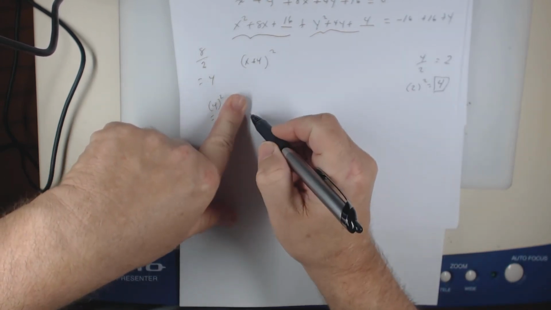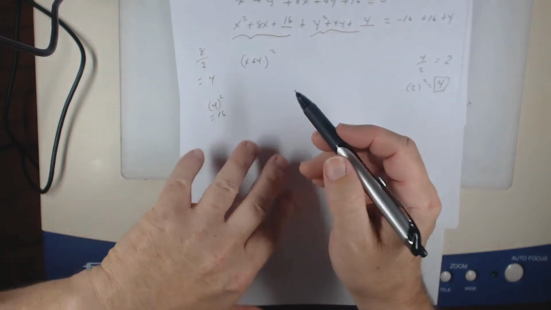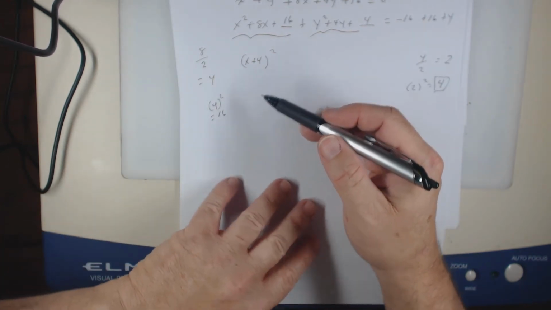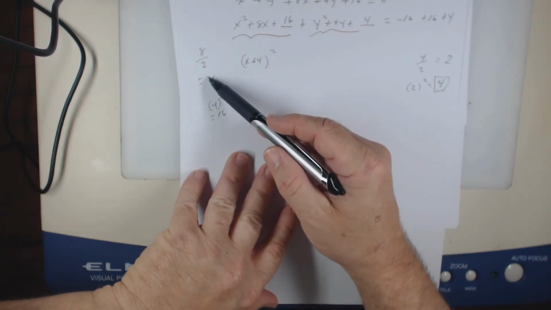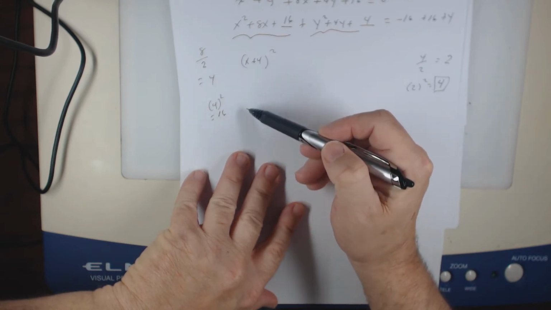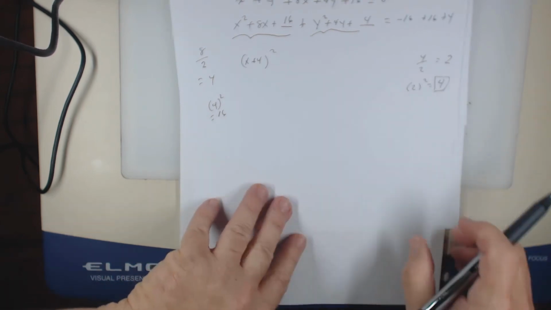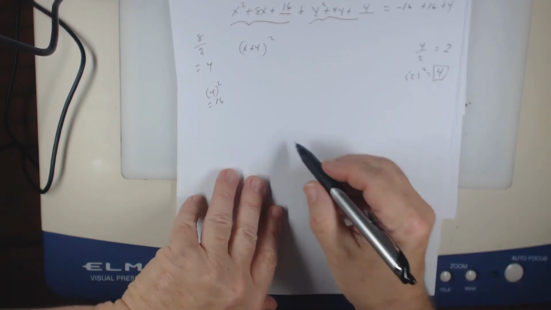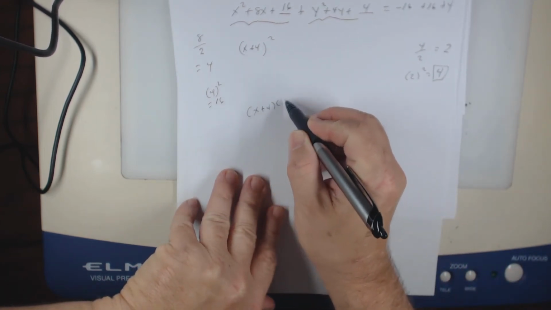Very good. All right, and if you remember our discussion last week, you take this number here, which is a 4, and that's what this is, plus 4. And you can always check yourself. You don't have to, but you can. What's x plus 4 times x plus 4?